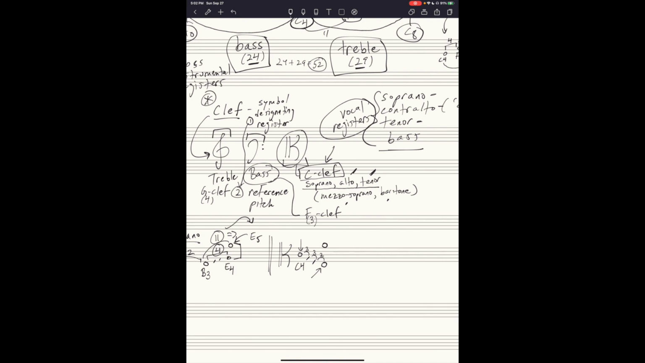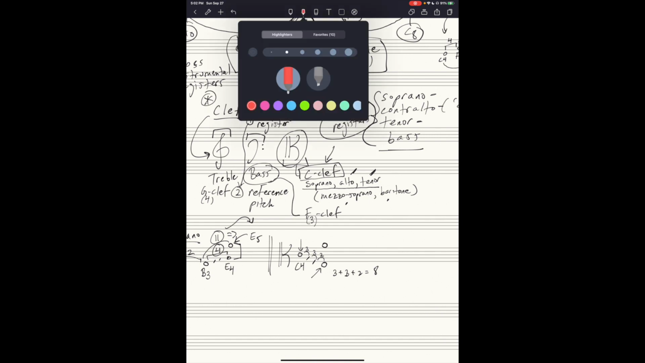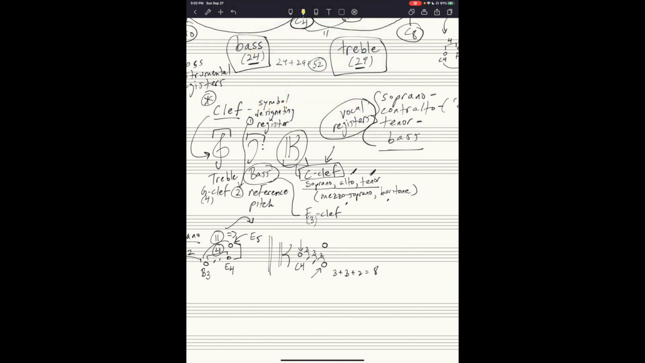Well, let's see. That's pretty simple. 3 plus 3 plus 2 is, after all, 8. But I have to subtract out how many overlaps? That's the interesting question. I'm going to subtract out one overlap here, another overlap here. Remember, we're adding 3 elements, 1, 2, 3, and I have to subtract out 2 overlaps. So the interval here is a 6th below C4.